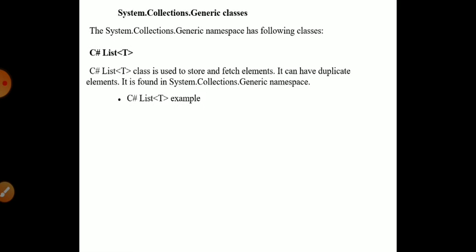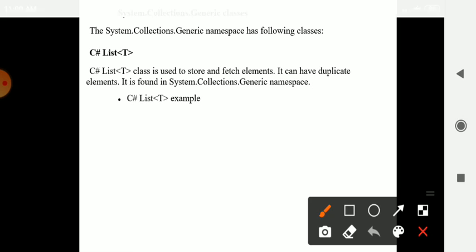Okay, so what is the list in the generic classes? It is nothing but something that lists out all the elements which are there in the program being considered. Those elements will be stored in the memory, and it will fetch them whenever necessary, and it can have duplicate elements within the list. That is the System.Collections.Generic class List.